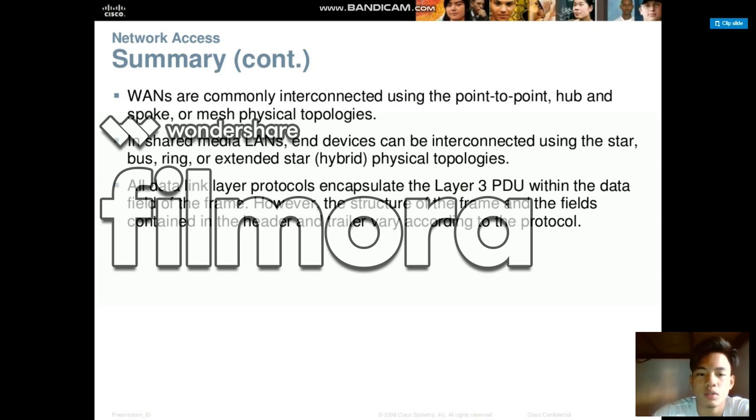This chapter also introduced the wide area network and the local area network, which are a kind of topology that we are using in the network.